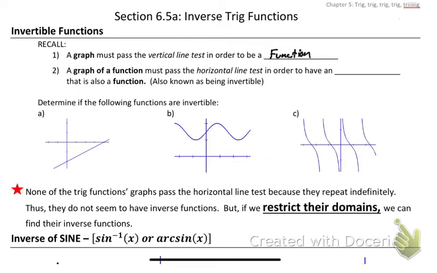All of our trig functions pass that. They pass the vertical line test. That's why they're called trig functions. They're functions. Well, we have a different rule to see if the inverse is also a function, meaning that it is invertible. In order to see if the inverse of a function is also a function, you have to do something called the horizontal line test.